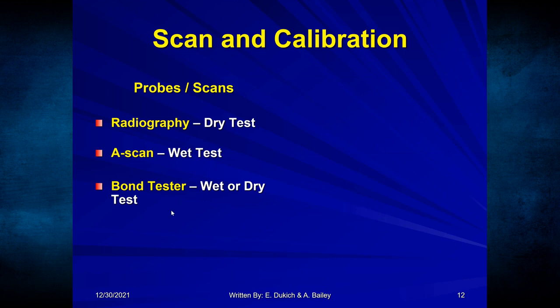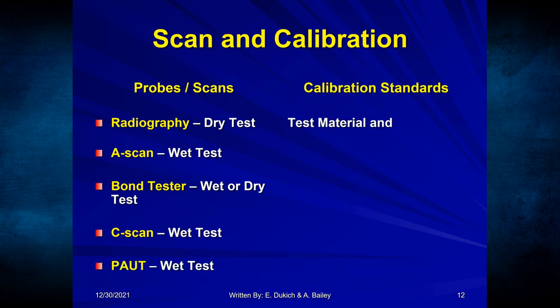The bond tester can be wet or dry. C-scan is typically a wet test where you're squirting water or a gel at the part. And phased array ultrasonics is typically wet. We want to try to do it dry as much as possible because we don't want the water to become a contaminant. It could actually seep in and become a flaw.